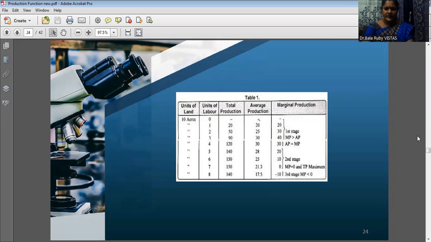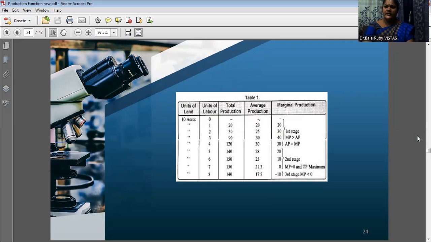Then come to the next row. 150 divided by 6 is equal to 25. The next column, 150 divided by 7 is equal to 21.3. Again, the last one is 140 divided by 8, that is equal to 17.5. Like that, we can calculate the average production. Very, very easy. Total production divided by quantity, here quantity of labor.